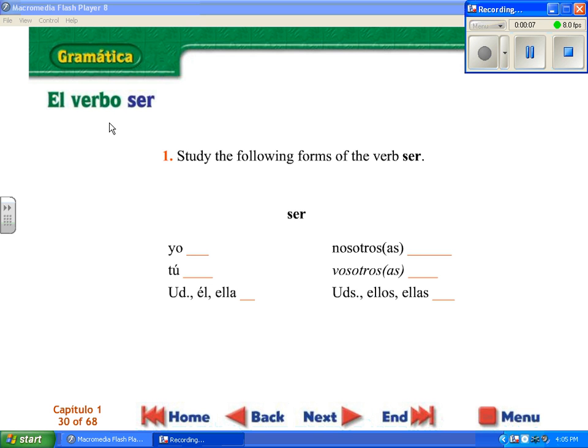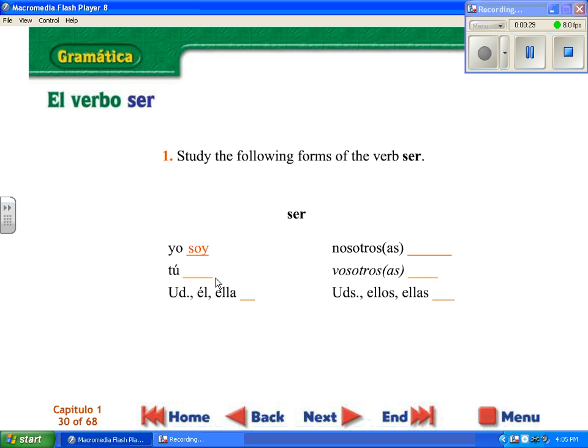Today we're going to learn the verb ser, the verb to be. In Spanish, we have two verb to be's. Today we will learn all present tense forms of the verb ser. Please repeat after me. Yo soy.